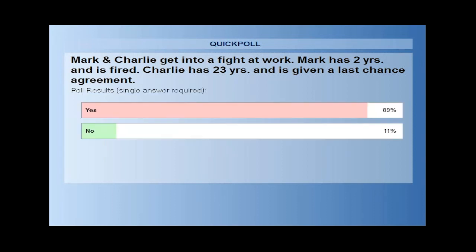Yes, they did. They looked at the records that the two employees had, they looked at the time of service, and they looked at those things as a way to determine what the discipline should be. When you have different levels of service, long-time employees with clean disciplinary records usually get more of a break than someone who's brand new and been in a lot of trouble.